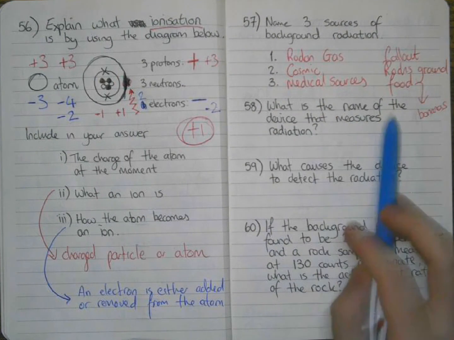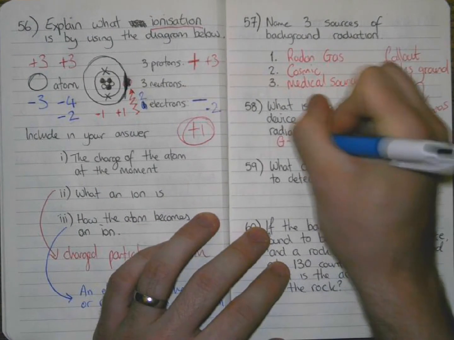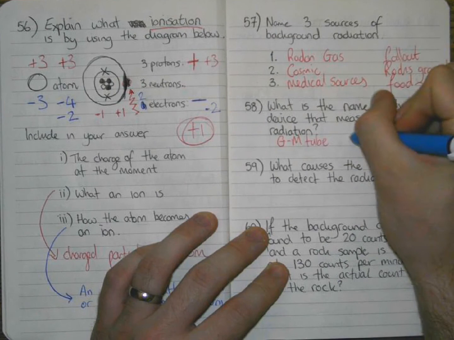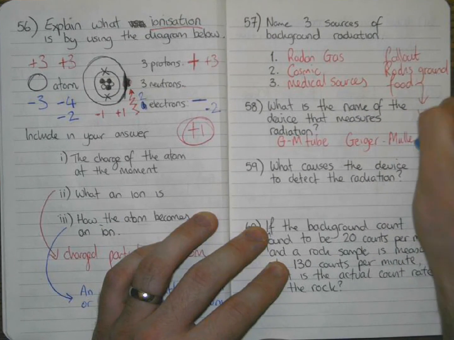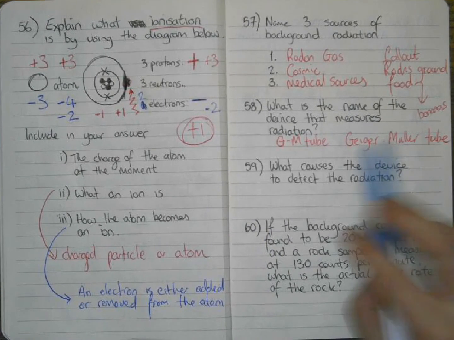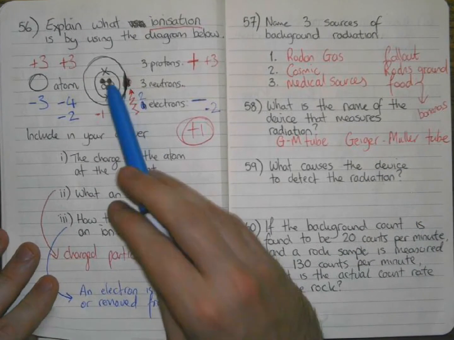Next, what is the name of the device that measures radiation? So this is referred to as a GM tube, but we want to be able to write the full name, which is the Geiger-Müller tube. The Geiger-Müller tube, named after the two scientists who carried out the experiment to prove that the atom looks like this.